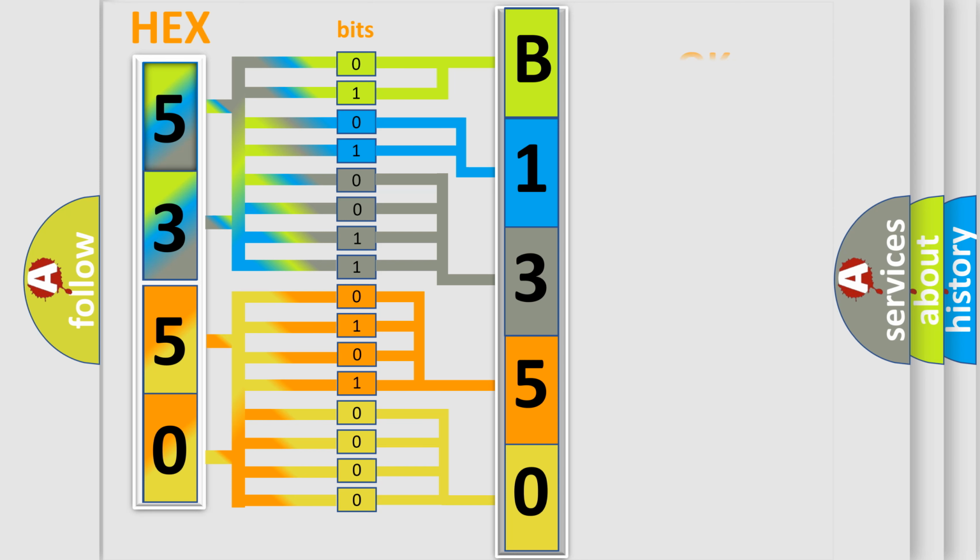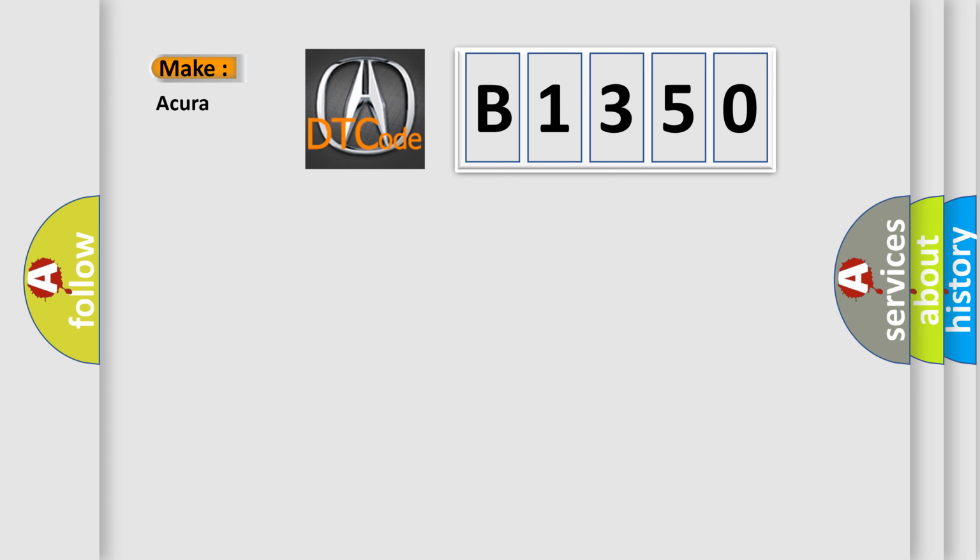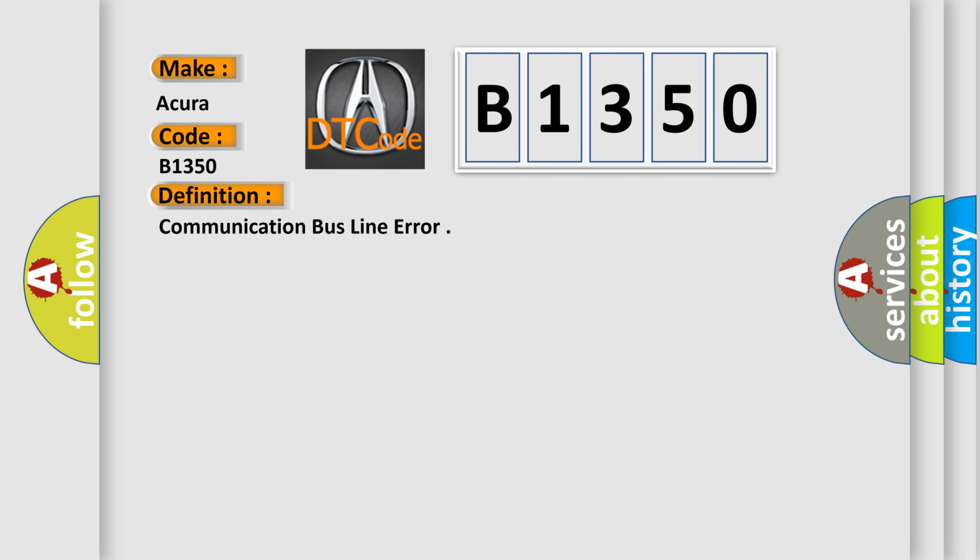We now know in what way the diagnostic tool translates the received information into a more comprehensible format. The number itself does not make sense to us if we cannot assign information to what it actually expresses. So, what does the Diagnostic Trouble Code B1350 interpret specifically for Acura car manufacturers?